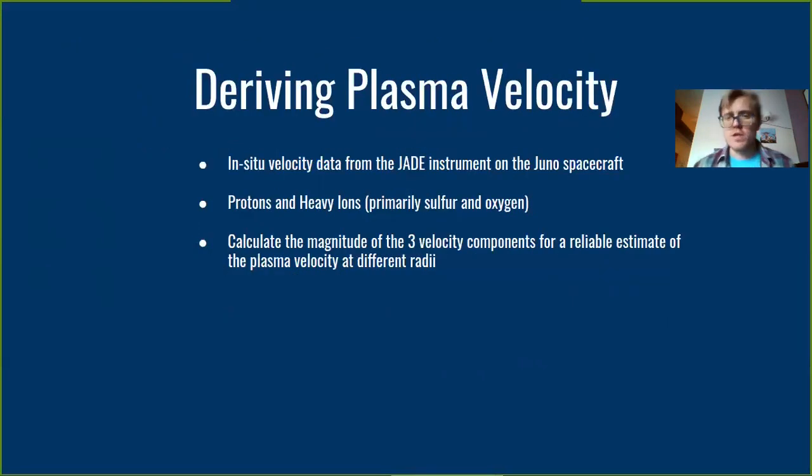And so as far as the velocity of the plasma goes, I have in situ data from the JADE instrument on the Juno spacecraft. So with protons and heavy ions, primarily sulfur and oxygen. And so I'm going to take an average of these two. They're pretty close. Protons tend to move a little faster, being lighter, but all in all, they're pretty close. So I'll take a point between them and get the magnitude of this velocity from the three components. And so I'll do this with each radial distance.